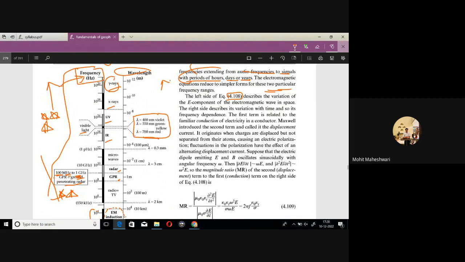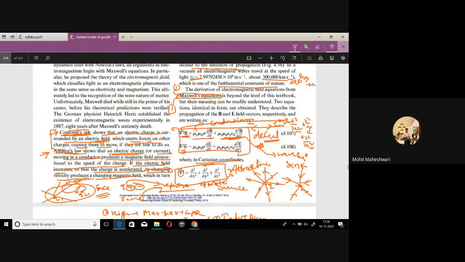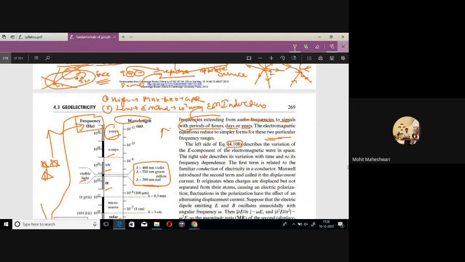So this equation 4.108, as we have seen in the previous chapter, is the decoupled equation for the electric field: del square E equals mu r mu 0 sigma del E by del t plus mu r mu 0 epsilon r epsilon 0 del square E by del t square. These terms must be clear to you.